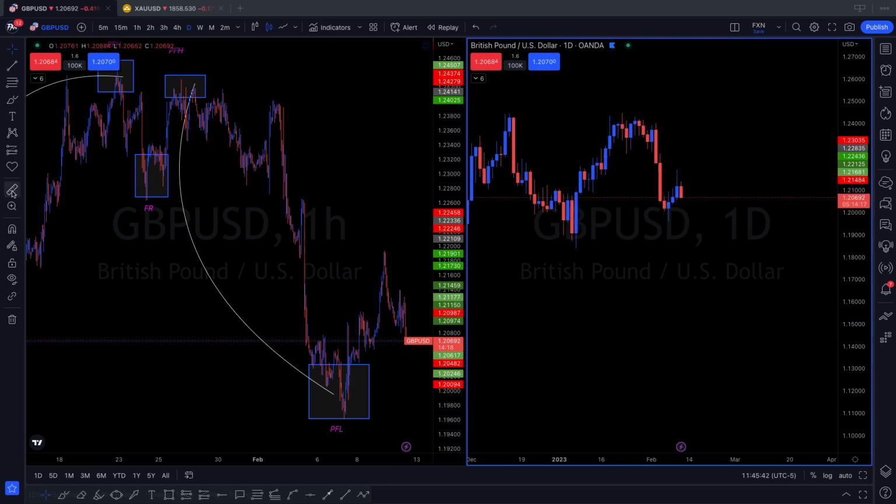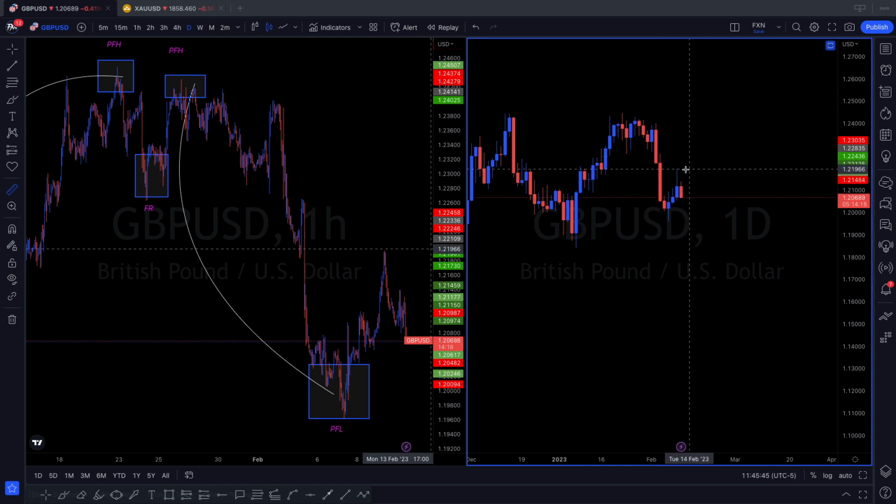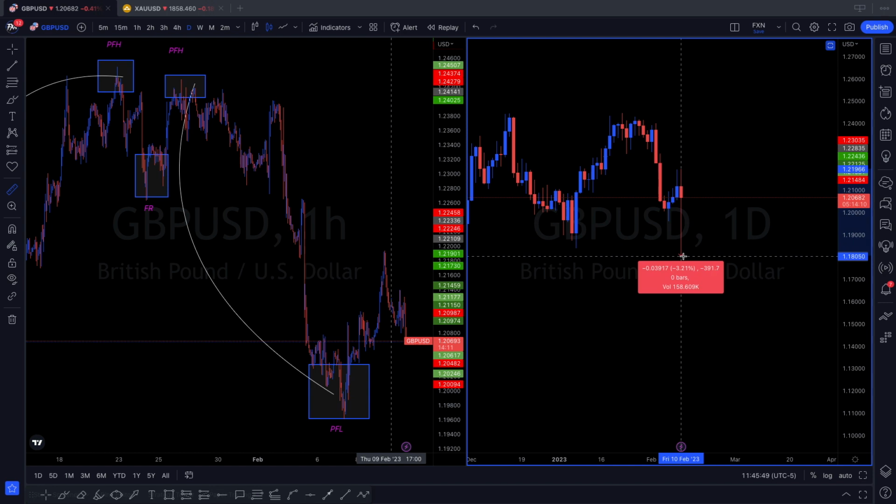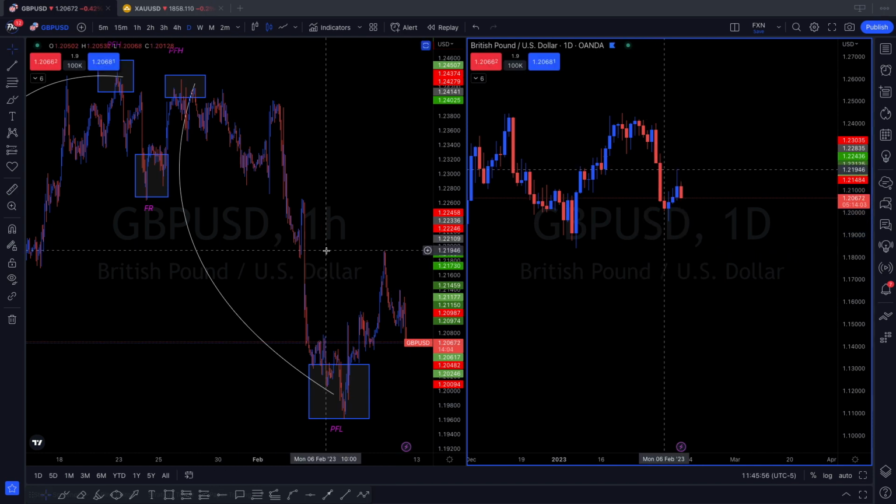So what does that mean? Well, if we mark out from the top of this wick all the way to 118, it gives us about 400 pips or so. Pound USD right now is typically moving at about 118 pips per day. So that would give you enough for another cycle.